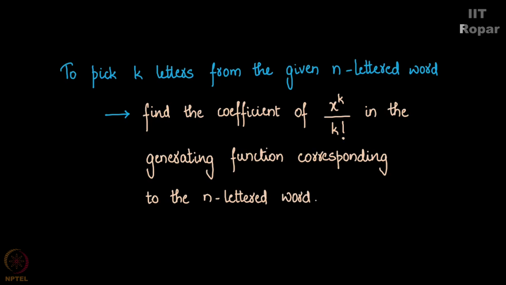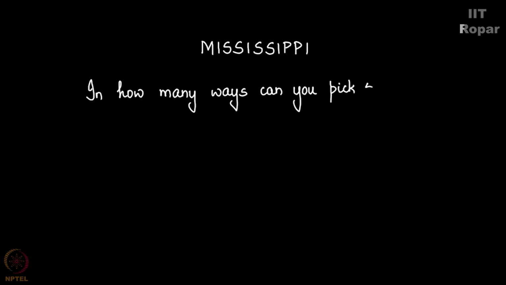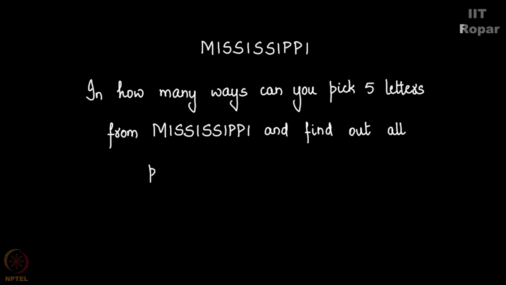Now let's see, as a problem, what is it for MISSISSIPPI? In how many ways can you pick, let's say, 5 letters from MISSISSIPPI and find out the answer? Let us look at this problem and apply our explanation to find a solution.